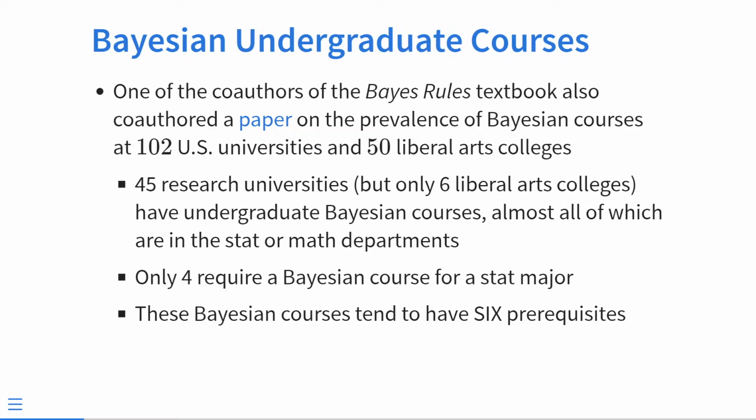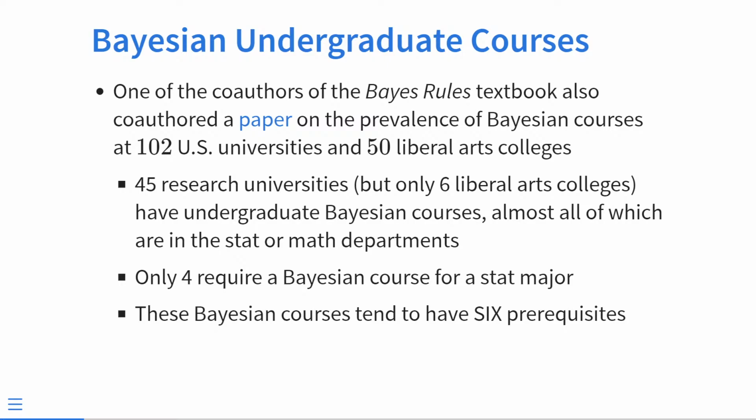And most people in the QMSS class are not statistics majors. They come from some sort of social science undergraduate program. And only 4 out of the 45 universities require the Bayesian course for the major. So even if you happen to be a statistics major at most of those universities, you could have fulfilled the requirements for a major without taking the Bayesian course.